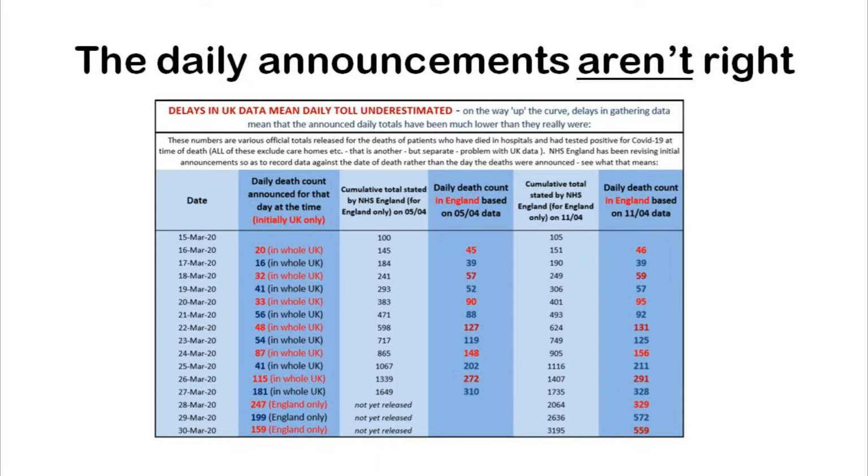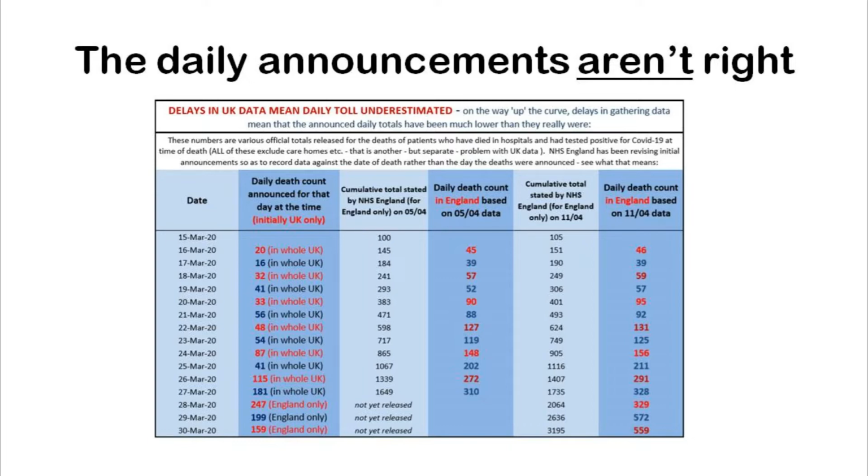The left-hand column are the daily announcements that were made by the government and their spokespeople saying how many people had died that day. But the other columns show what the NHS in England at least has revealed as the true death tolls in England on those particular days in question. So take, for example, the 18th of March, announced as 32 deaths across the whole of the UK. Now appears on the 5th of April that was 57 deaths just in England alone in their hospitals, now re-revised up to 59 on the 11th of April.